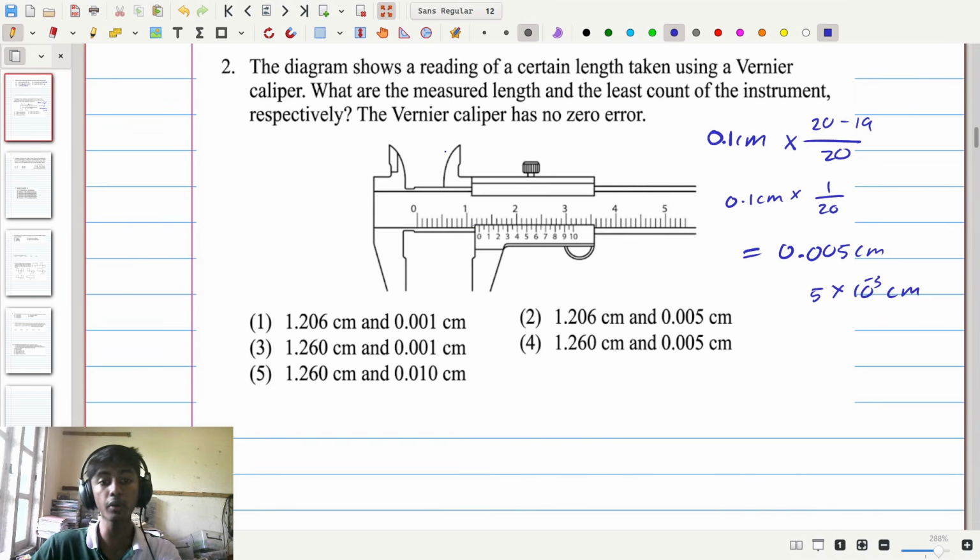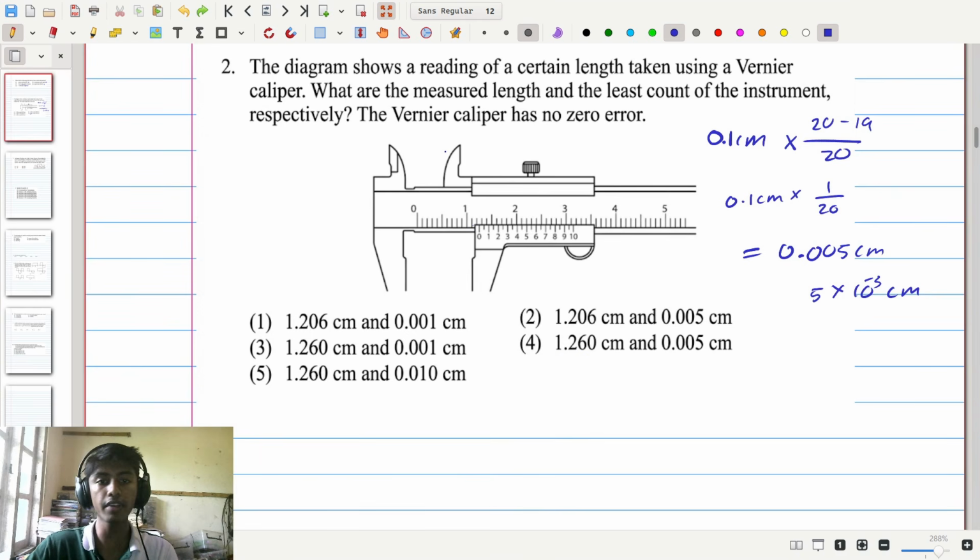Now according to that, if we look at the answers, we can see these three answers are incorrect since each of them doesn't have 0.005 centimeters. So this is wrong, and this is wrong. Now looking at the other two answers, answer number 2 and answer number 4, we have 12.06 centimeters and 12.60 centimeters, or rather 1.206 and 1.260 centimeters as the two answers for the length measured.